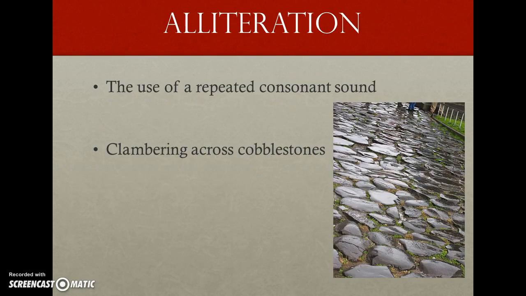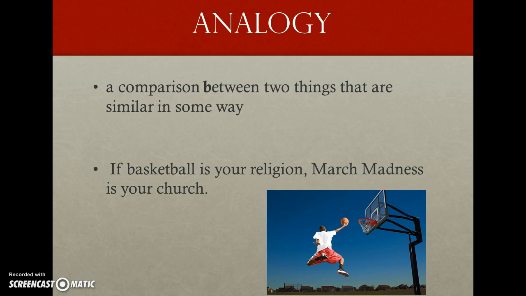Alliteration is that repetition of consonant sounds. You see alliteration a lot in poetry, clamoring across cobblestones. It's that C sound, that repetitive C sound in one line. An analogy is a comparison between two things that are similar in some way. If basketball is your religion, March Madness is your church. You're making an analogy or connection to something else in order to give somebody a broader idea or understanding of the things that you're talking about.